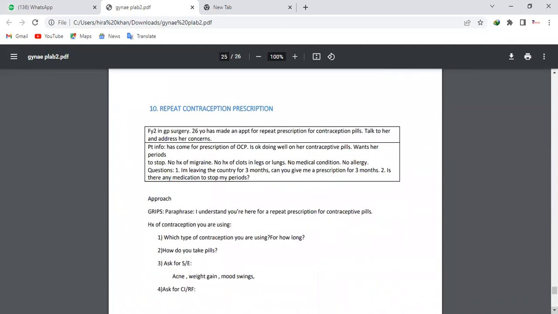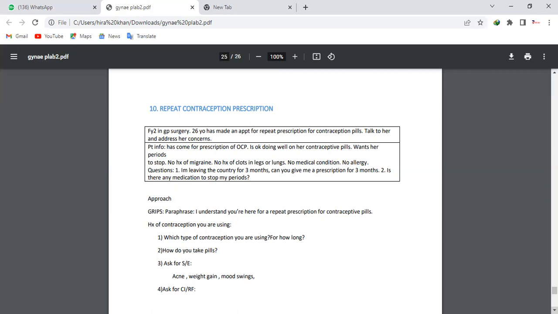So now the next is the last one, which is repeat contraception. Basically, the scenario is a patient is already on contraception pills and she wants a contraception prescription again. So the patient scenario is you are FY2 in a GP surgery. The patient is 26 years old and has made an appointment for a repeat prescription. Talk to her and address her concern.